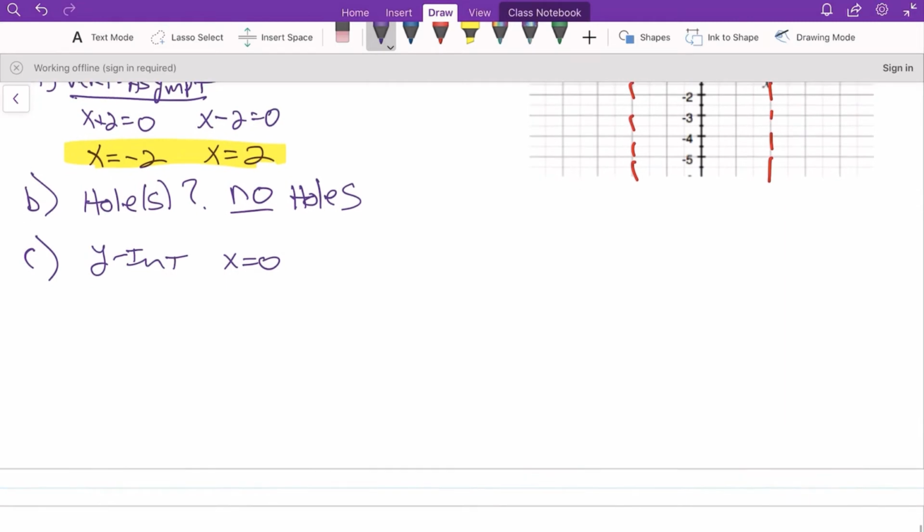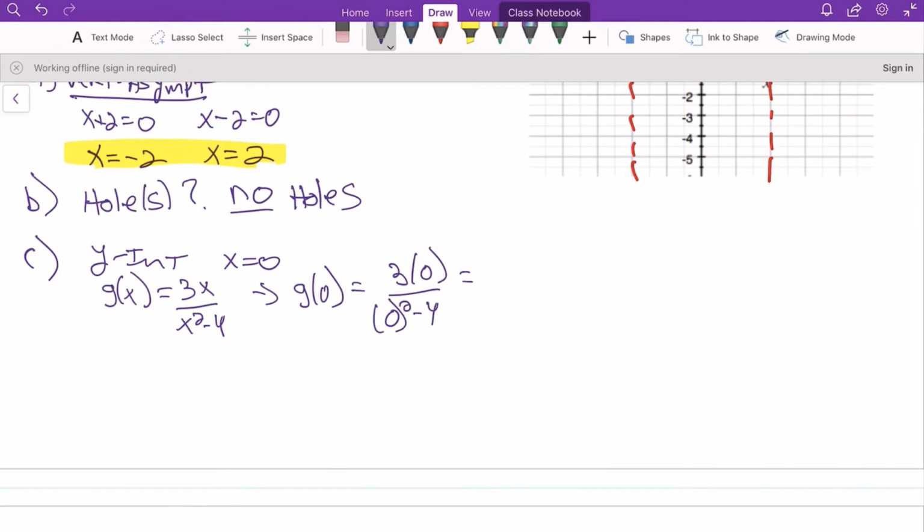To find the y-intercept, we're going to go back to the original function, which was g of x equals 3x over x squared minus 4. Then we're just going to substitute a 0 in for x. We have g of 0 equals 3 times 0 over 0 squared minus 4. And this is basically going to get us 0 over negative 4, which is 0. So this gives us a y-intercept of (0, 0), which incidentally will be an x-intercept.